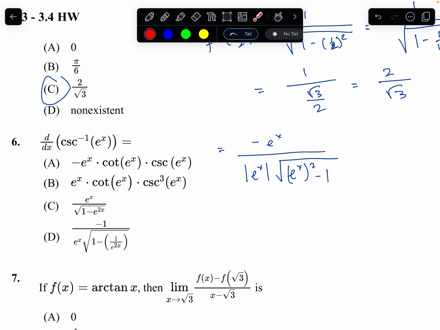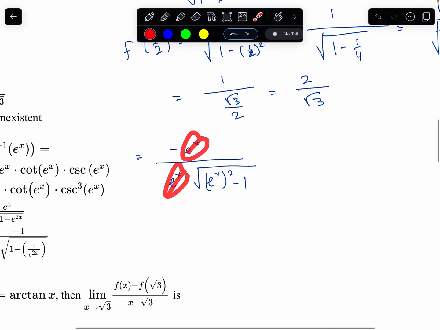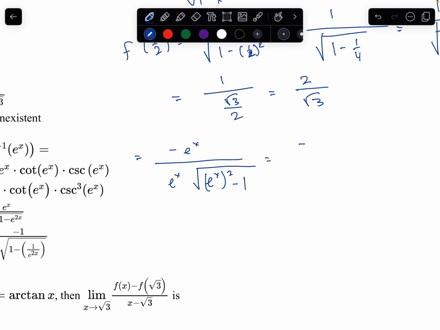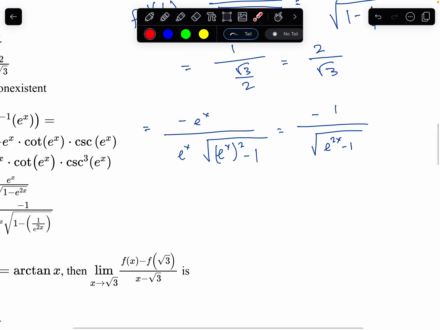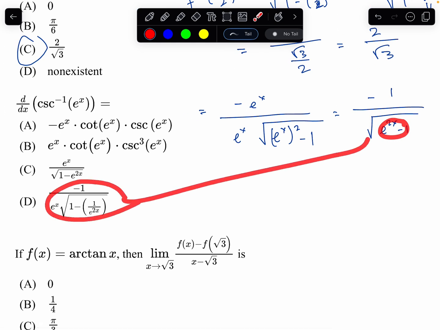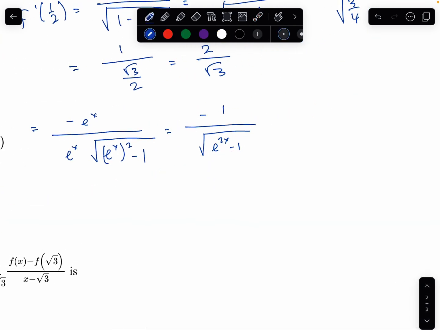Well, one thing that I know is that I don't need the absolute value signs because e to the x is always positive. So those don't matter. E to the x and e to the x, those can cancel. So that's going to be equal to -1 over the square root of e to the 2x minus 1. Okay. Now, how am I going to get from here to here? So this is where I'm like, why would you do this? But I think that's how they get there.